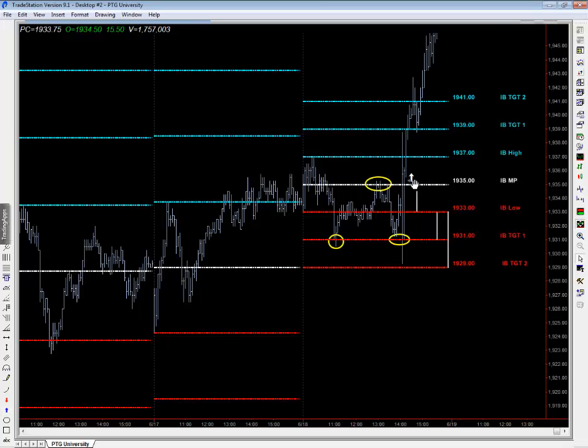And then the upper targets to be shooting for would be, again, the initial one would be the high. That would have been fairly easy to break through. And then the next one you'd want to be looking for is the next level at 39, and then ultimately 1941. Now this is based solely upon the initial balance range.